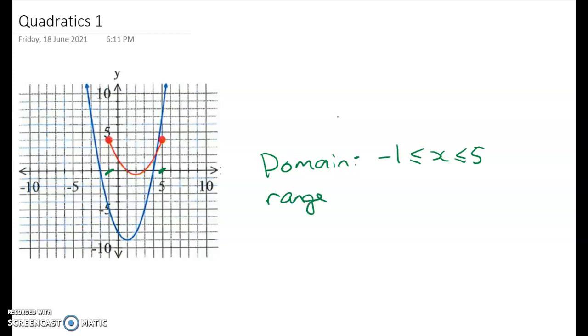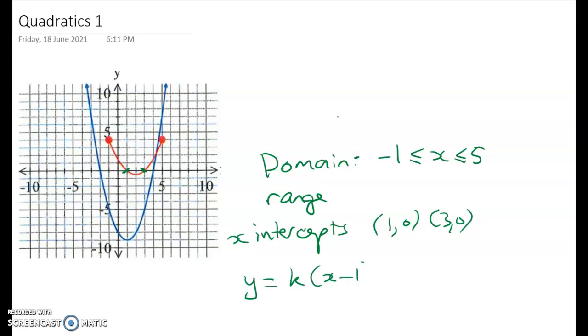And the range we're actually going to figure out when we've got the equation, because we can't see quite what the vertex is here. Because we can't see what the vertex is, we're going to want to do this one using the intercept form. The x-intercepts are at (1, 0) and (3, 0). So the form of the equation will be y is equal to k times (x minus 1)(x minus 3). Let's use another point to figure out what that scale factor is. Well, I can see this end point here is the point (5, 4).